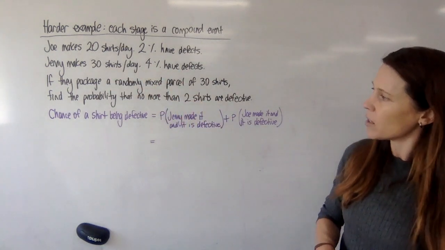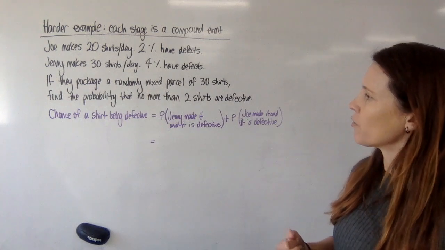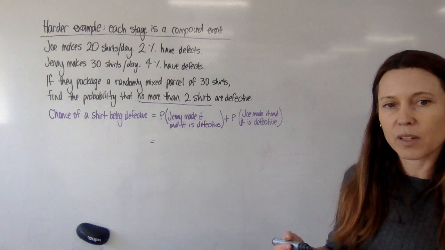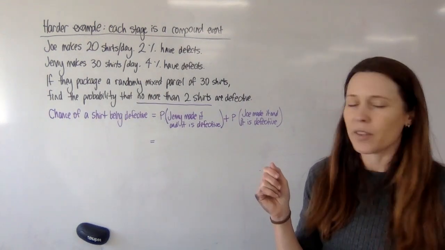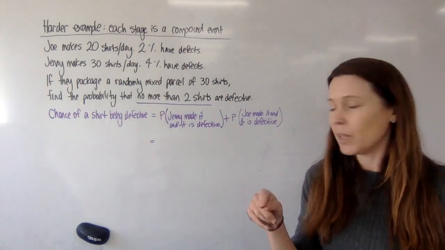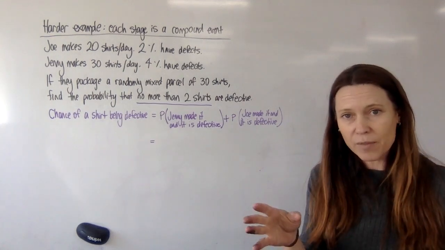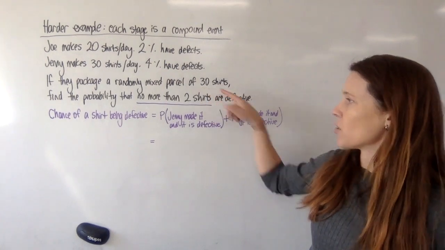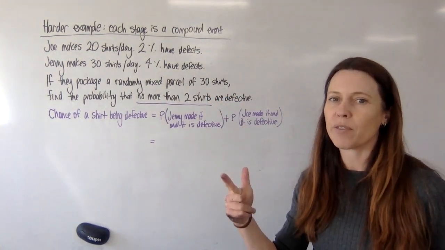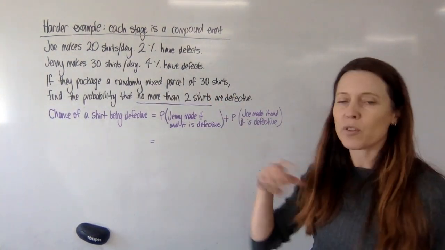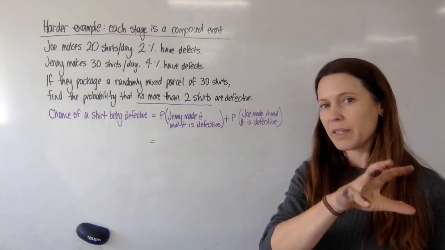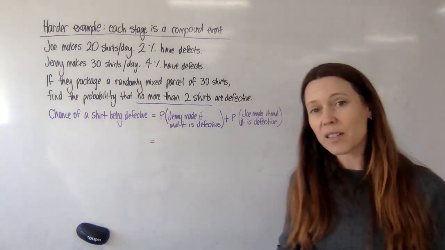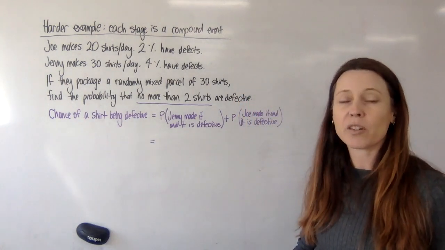If they package a randomly mixed parcel of 30 shirts, find the probability that no more than 2 shirts are defective. That means we want the probability that none of the shirts are defective, plus the probability that 1 is defective, plus the probability that 2 are defective. So in that parcel of 30 shirts, we're okay with 0, 1 or 2 defects, but no more than that. So I'm thinking ahead, I'm going to have to find 3 probabilities and add them together. But first I need to consider what's the chance of a shirt being defective in the first place, especially when we don't know who made it.